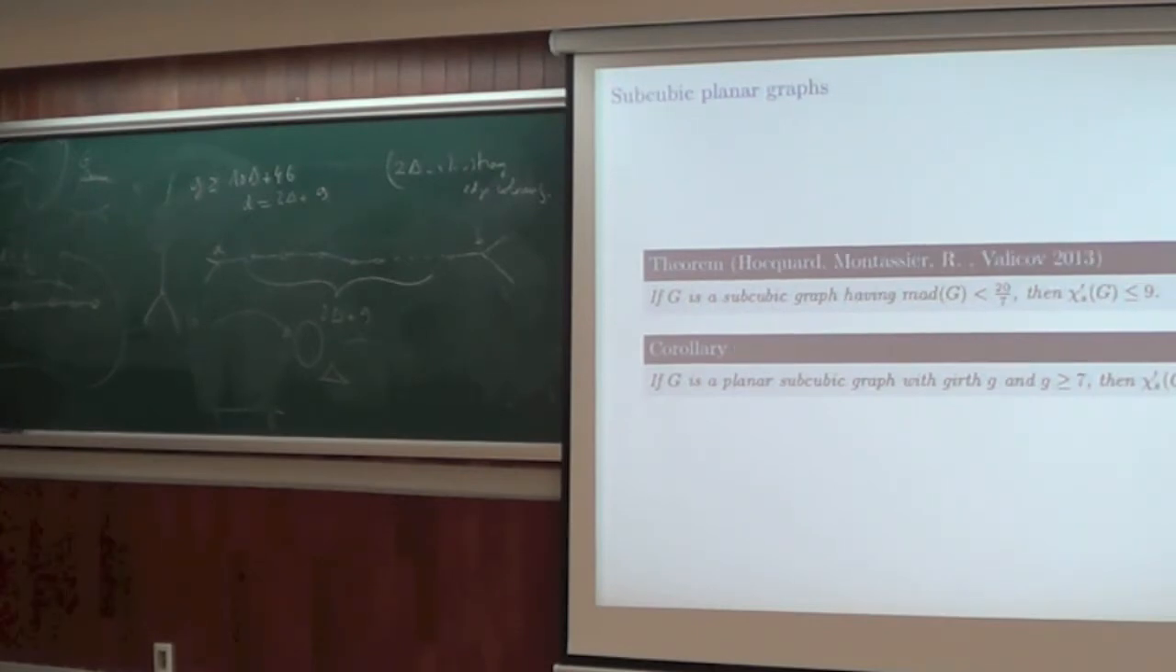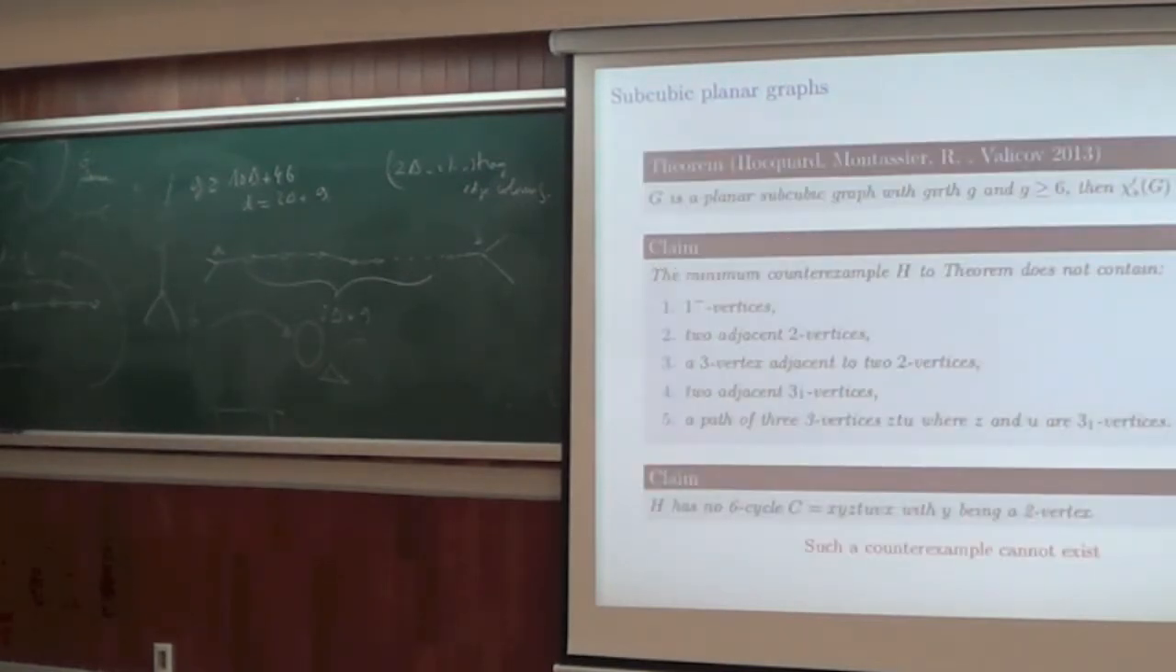Then we improve it by 20 over 7. Before it was girth 8, now we have this result for girth 7. So it is decreasing. If you can prove it for girth 4, it would be nice.